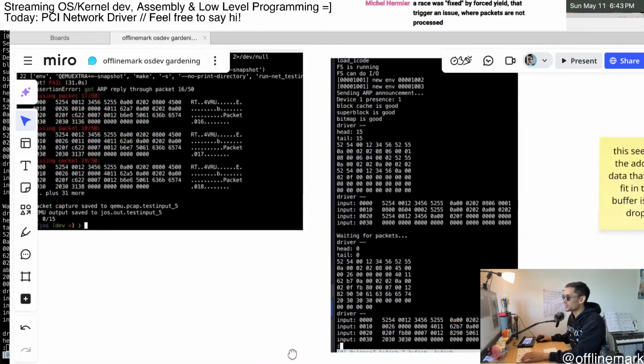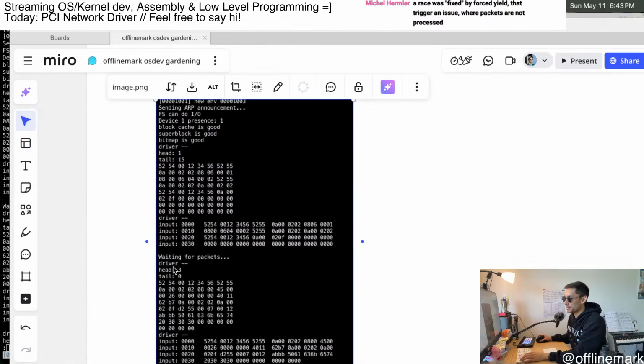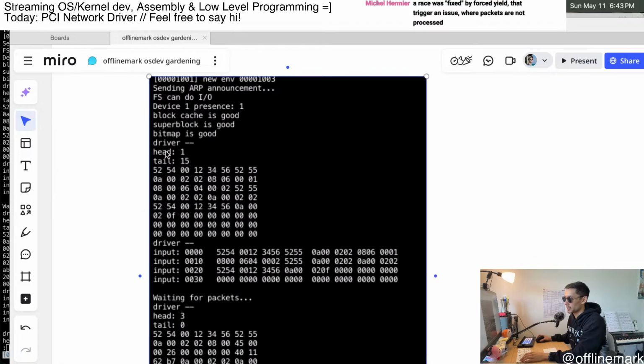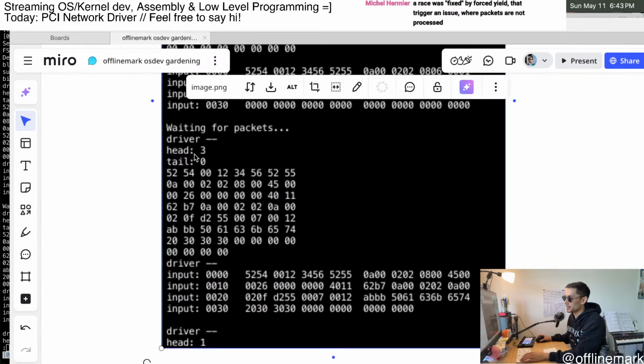So in the previous situations after the initial ARP dance, the head and tail were always equal to each other. But this time, head and tail are not equal to each other. Actually, head is only 3. The buffer is 16 long. And so what this means is that our receive process was able to react much more quickly to the new data that was coming in.